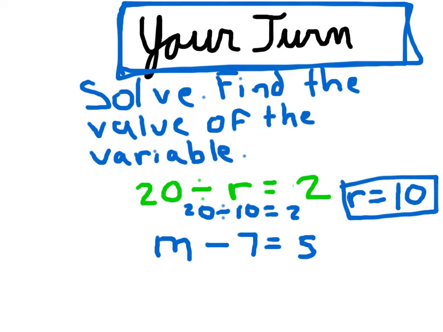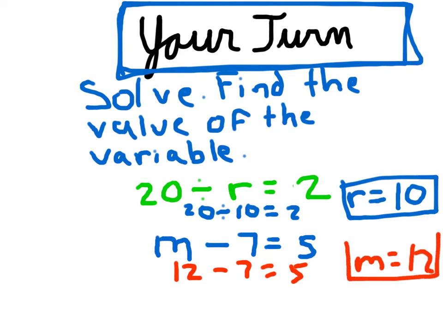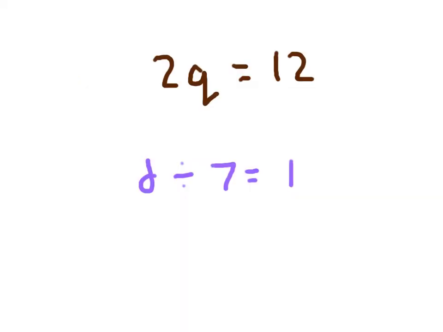For the next one, it says m minus 7 equals 5. What minus 7 equals 5? 12 minus 7 equals 5. So that m equals 12. m equals 12 is called our what of that problem. M equals 12 is the solution, right? Here are two more to look at.